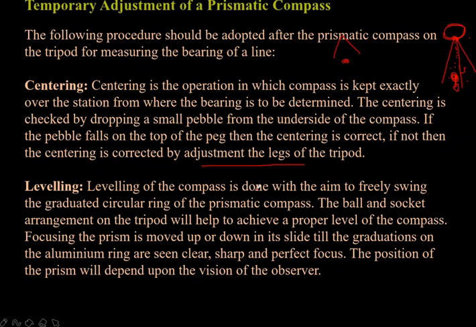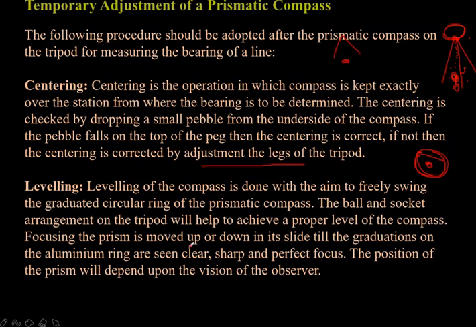Leveling of the compass is done with the aim to freely swing the graduated circular ring of the prismatic compass. Because the pivot arrangement is there, we have to check that the periphery of the graduated ring is leveled, so that the bearing which we are getting from the eye sight or eye vein is correct. The ball and socket arrangement of the tripod will help to achieve the proper level of the compass.